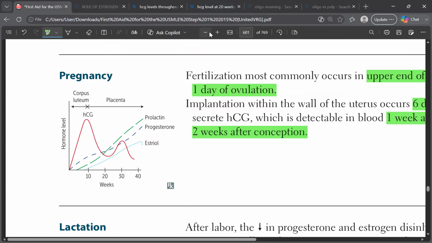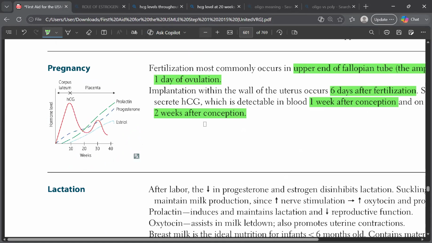So this dip and then the increase and then the stability is just for achieving a stable level of HCG, as far as I understand for now.